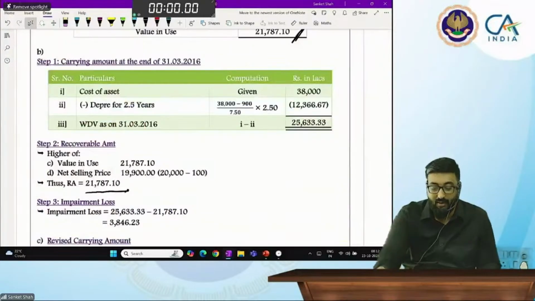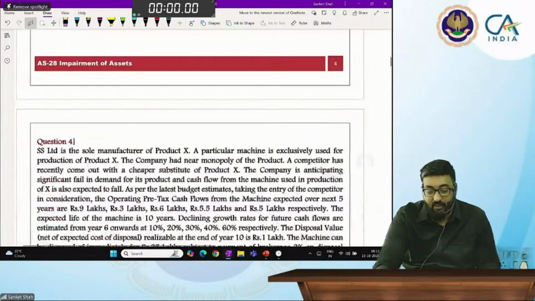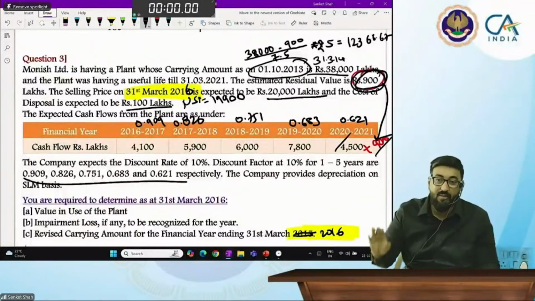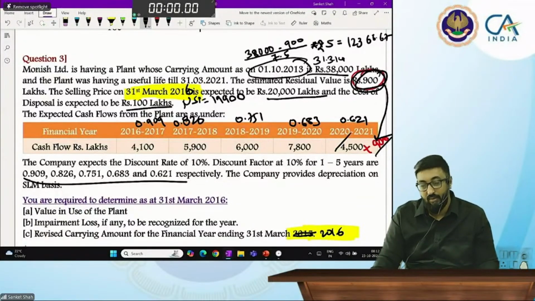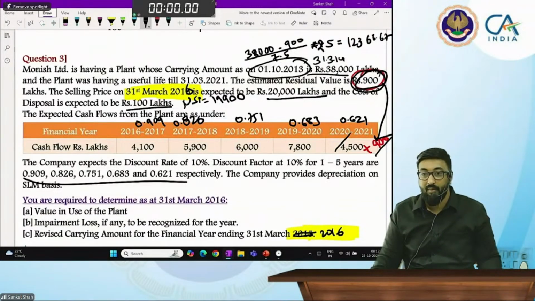Okay. And now my revised carrying amount is 21,787.10. Any difficulty, raise your hand. Yes. Any difficulty, raise your hand. Was it easy? Now easy?